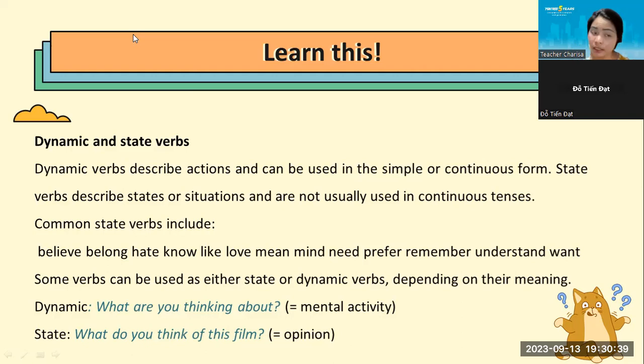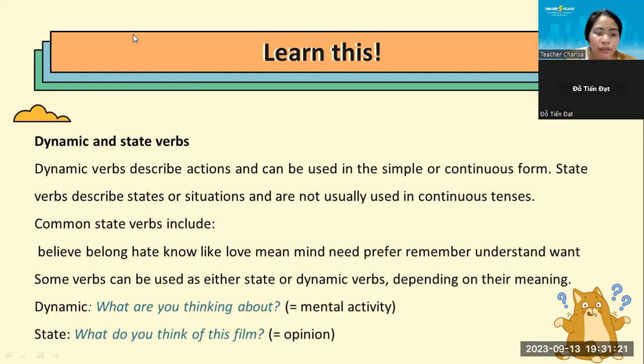Okay, so let's discuss this. Dynamic verbs. So you know already what a verb is, right? Dynamic verbs describe actions. A verb is an action word, right? And can be used in the simple or continuous form. So that's dynamic. You can use it in the present simple or the present continuous form. So that's what dynamic means. But when we say state, verbs describe states or situations and are not usually used in continuous tenses. Meaning that's only for the simple, right?